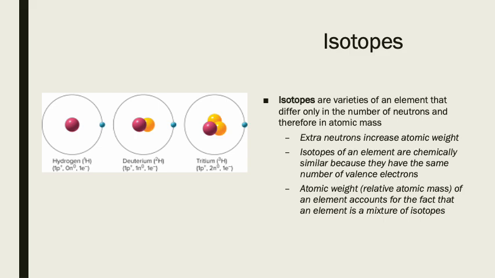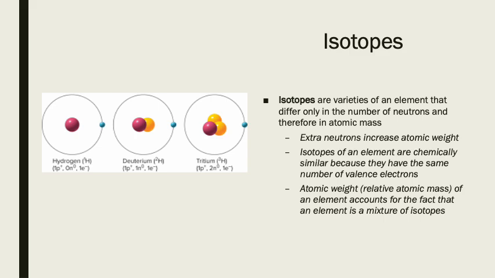So let's talk about isotopes. Isotopes are variations of atoms that have the same amount of protons and the same amount of electrons, but a different number of neutrons. So if you remember back to when we talked about protons, protons give an atom its identity. So a hydrogen atom is always going to have one proton. If it has more, it is not hydrogen. It has to have one proton, very specifically, to be a hydrogen atom.